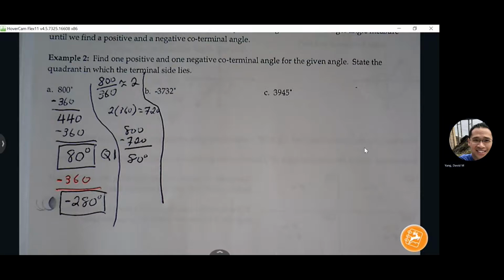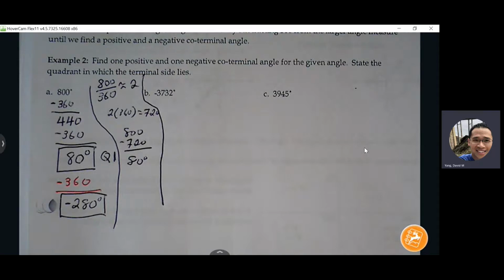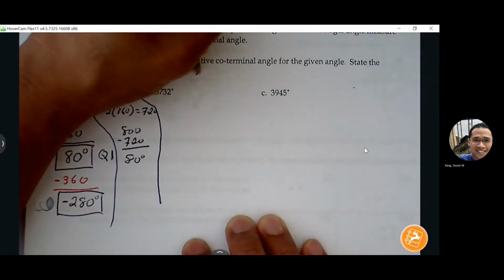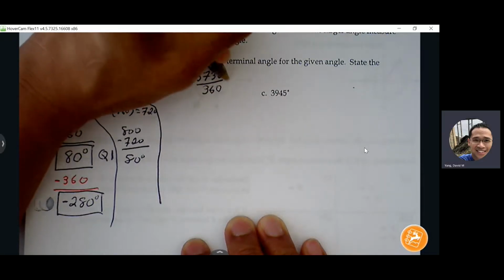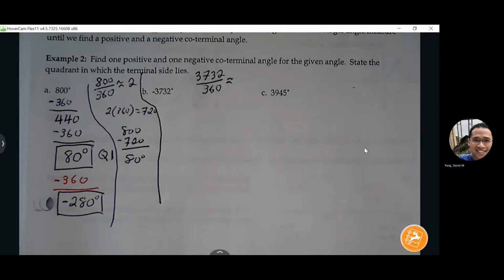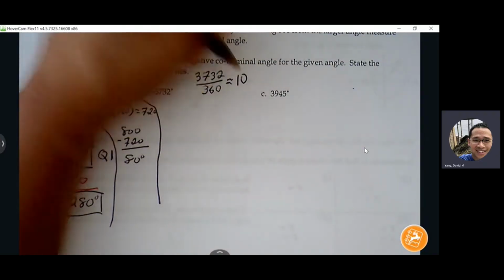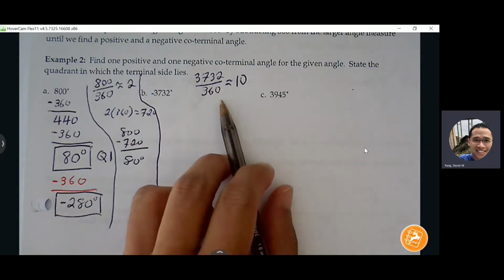Does that make sense? So, case in point, negative 3,732 degrees. Yes, we can keep adding 360. Eventually we'll get there. But to speed this up, if I just do 3732 divided by 360, it'll give me an idea how many rotations it is. Okay, so about how many rotations are we dealing with? Around 10. I can do 11, I can do 10. It doesn't matter because as long as you're close, you can just speed up the steps you have to take.